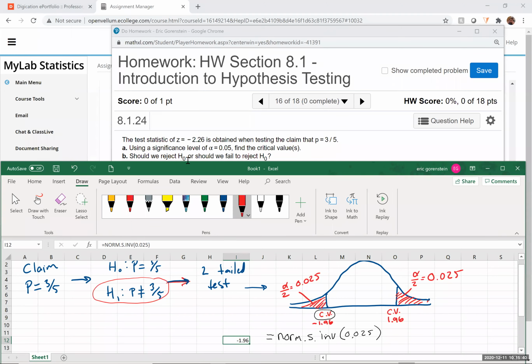And now the test statistic is given in this problem. It's given as negative 2.26. So that test statistic is over here. Right, because here's 0, positive on the right, negative on the left. And the test statistic is given in the problem as negative 2.26. So since that test statistic is inside the critical region, that tells us to reject the null hypothesis.